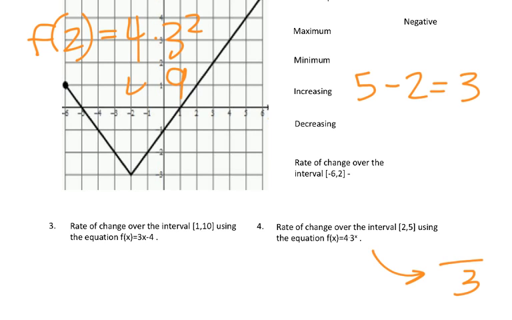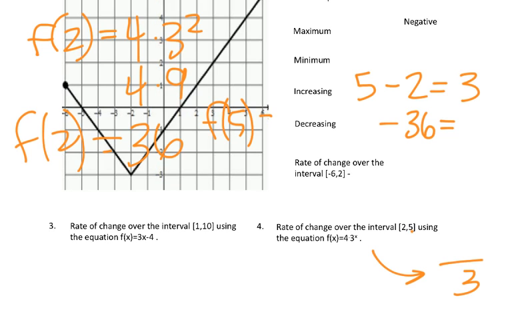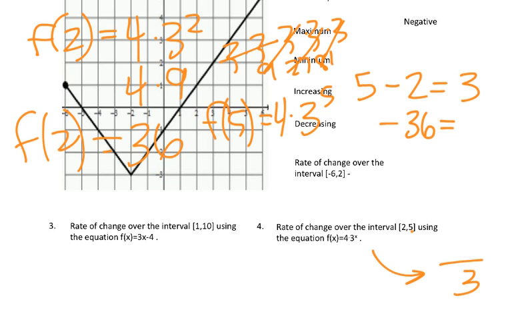3 squared is 9, 4 times 9 is 36. So f of 2 equals 36. So I've got minus 36 here. And then we do it for 5. So f of 5 equals 4 times 3 to the 5th. 3 to the 5th, that's 3 times 3 times 3 times 3 times 3. 9, 27, 81, 243. 4 times 243.